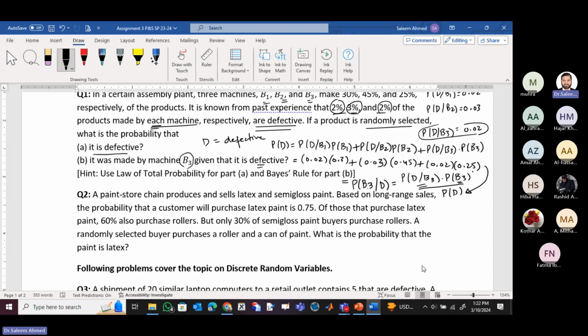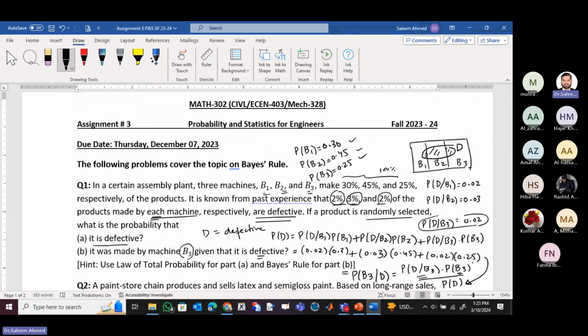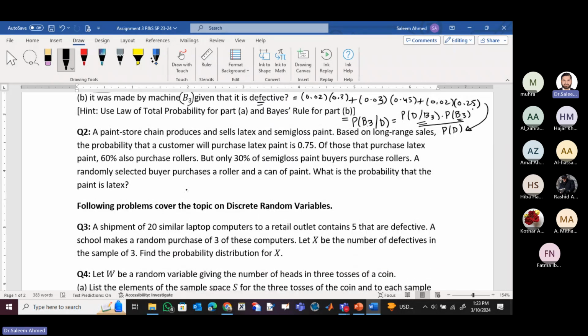So simple Bayes law. See, just write down whatever is given. Try to make this picture. This picture will really help in writing the law of total probability and the Bayes rule. Okay, I hope this will help. This question is from the assignment, so you can try the second part of the assignment too, and I hope you will be able to do that.